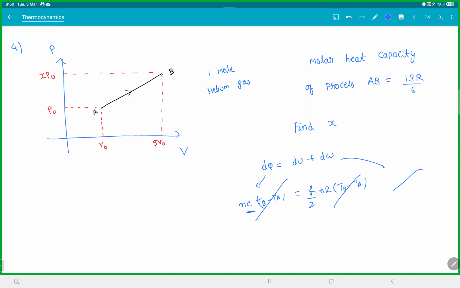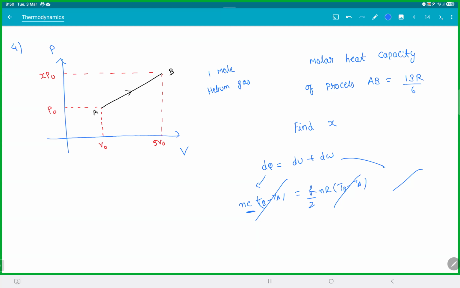So yeah, think about that. Maybe see if you can get X from there. Because end of the day, I didn't teach you anything except dQ is dU plus dW. So you still have to play around with that. You know, dQ is nC dT from calorimetry. And you know, dU is f by 2 nR dT from KTG. And you know, work done is nothing but area under the graph.